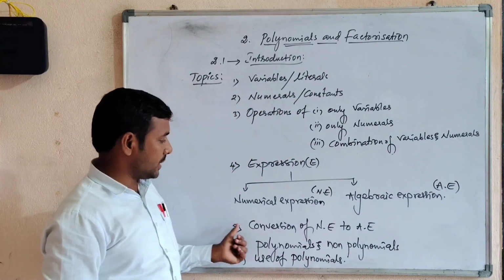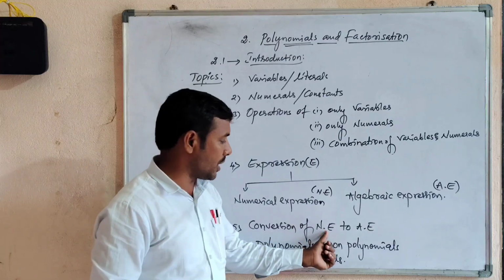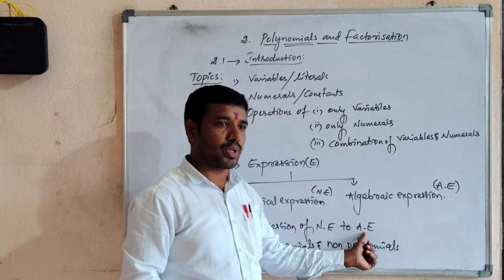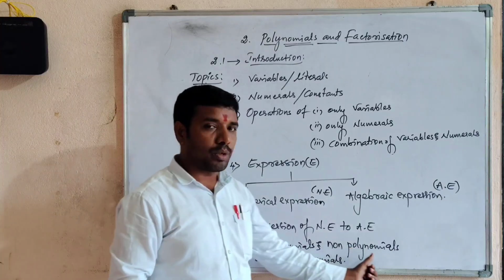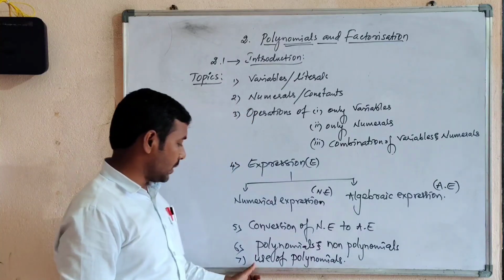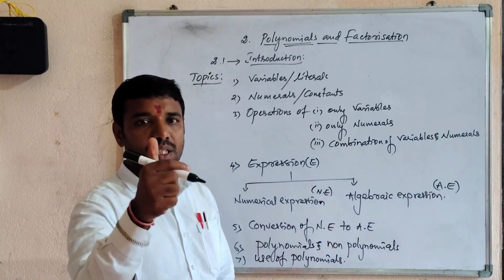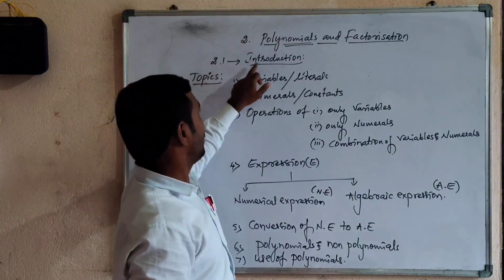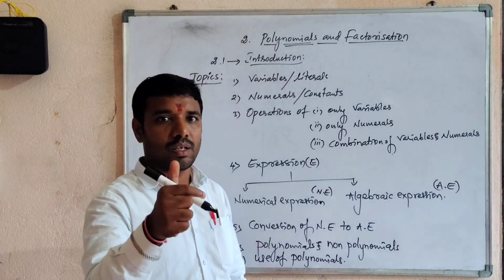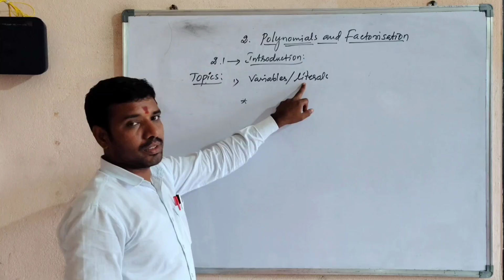Next, the fifth point is conversion of numerical expression to algebraic expression. Sixth one, polynomials and non-polynomials. Seventh one, the uses of polynomials. These 7 things we have to discuss under the title of 2.1, that is Introduction. Alright, about the first point, that is variables or literals.